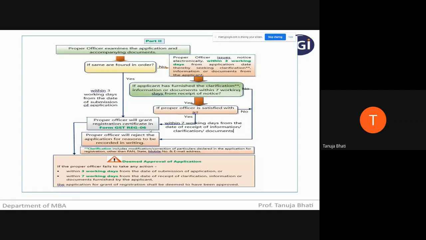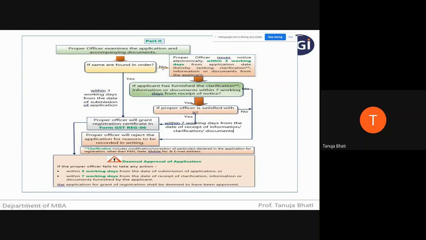In which form number? Form number GST REG-06. Okay. But suppose the applicant is not finding it to be in order, then the proper officer issues notice electronically within 3 working days from application date, thereby seeking clarification, information or documents from the applicant.